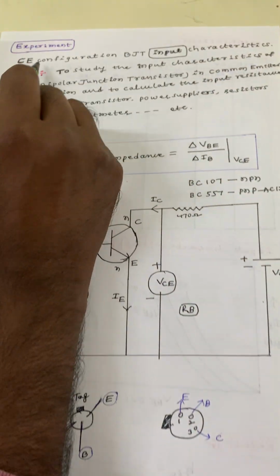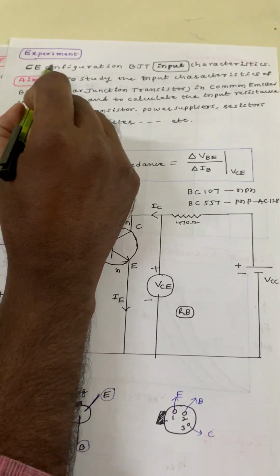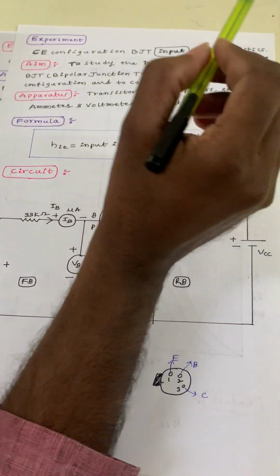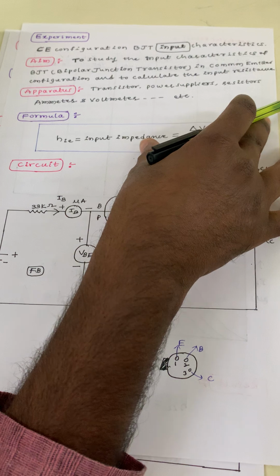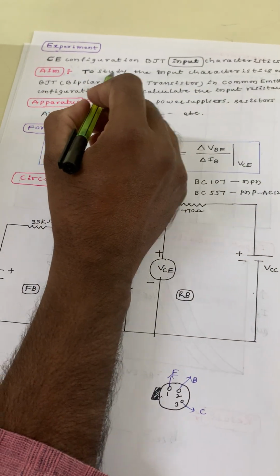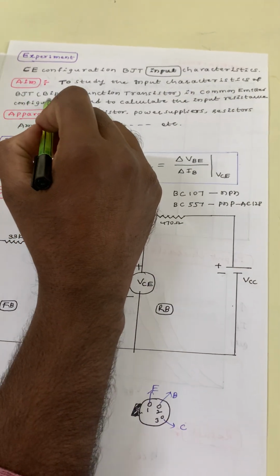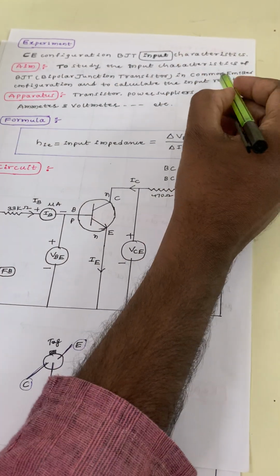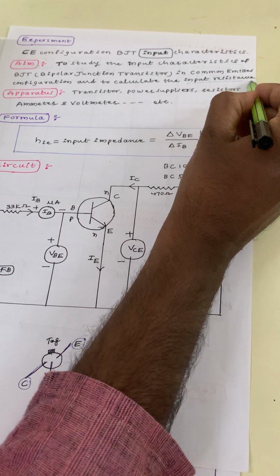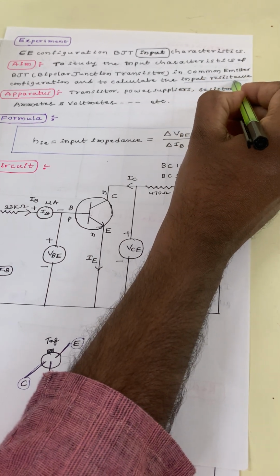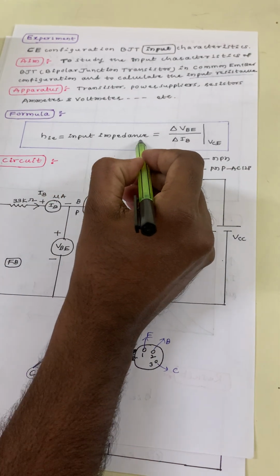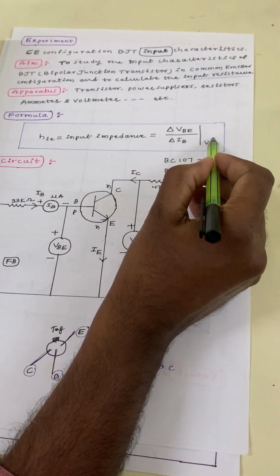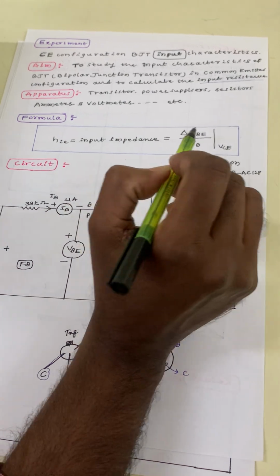Now what is our ultimate goal? Our aim is the common emitter configuration BJT input characteristics. What are the input characteristics? We will see. What is the aim? To study the input characteristics of a bipolar junction transistor in common emitter configuration and calculate the input resistance. That input resistance we also call the input impedance: delta VBE by delta IB at a constant output voltage, that is the VCE.